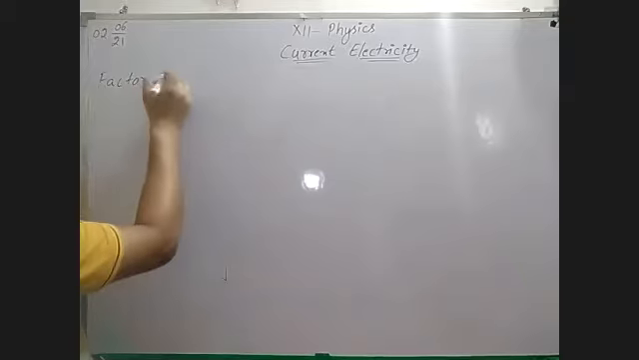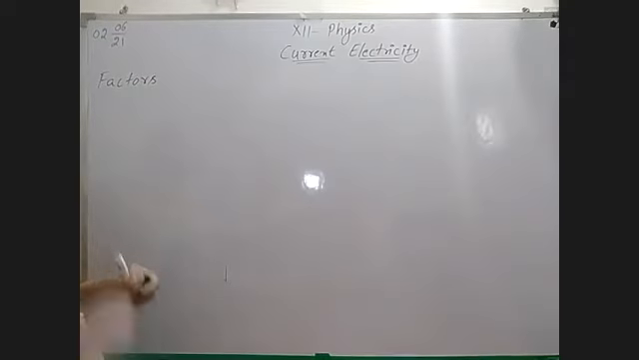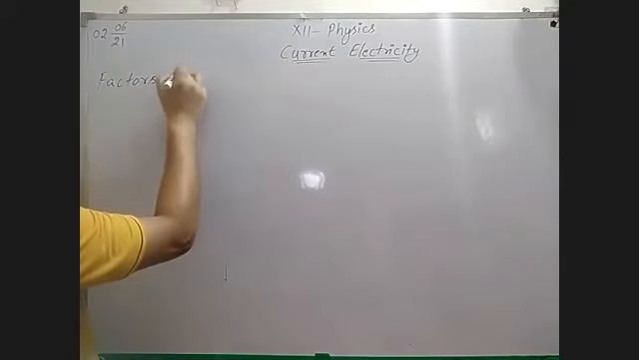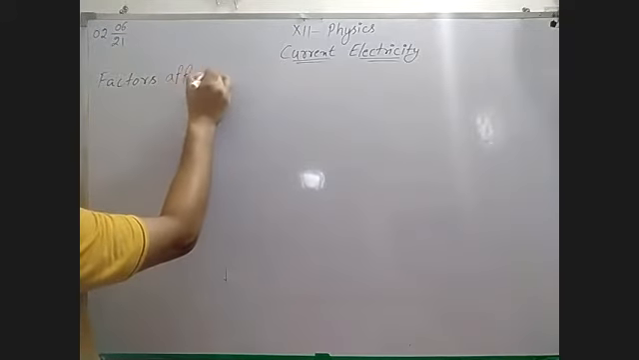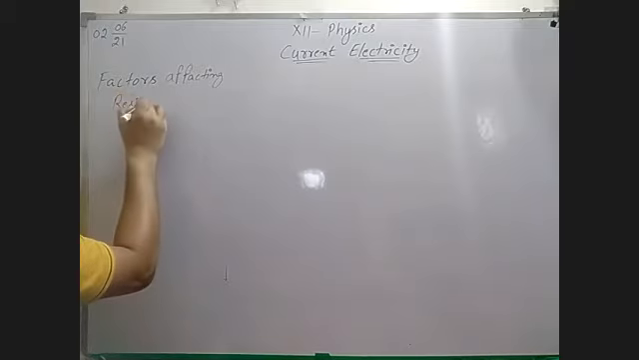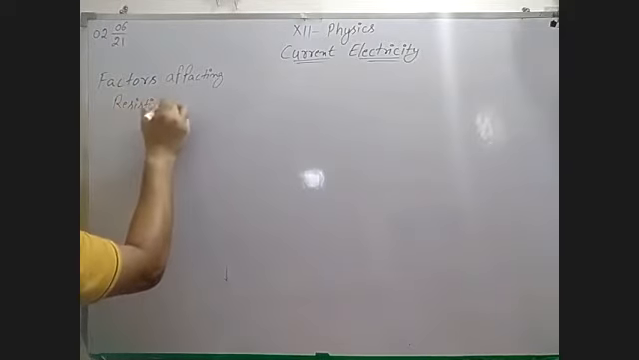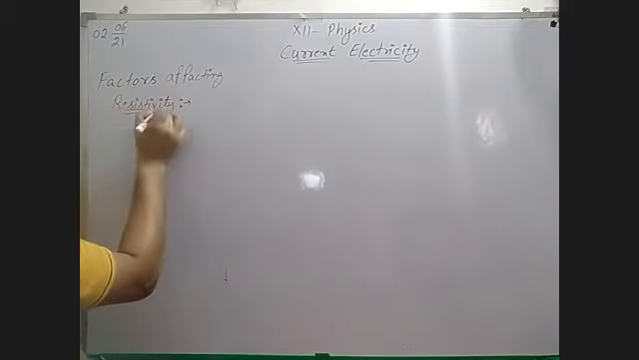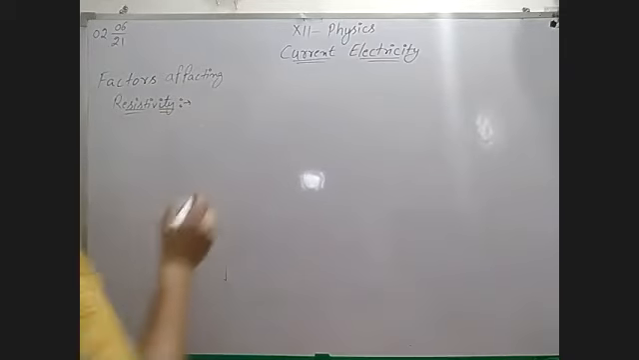Topic is factors. Today our next topic is factors affecting resistivity. Resistivity is also one kind of resistance, but its unit is ohm meter.